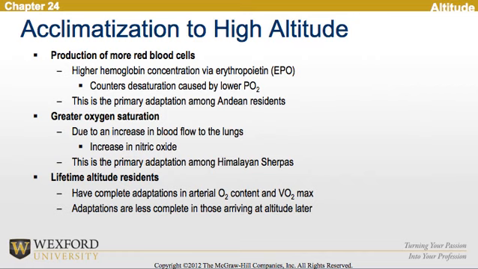We also see a greater oxygen saturation. This is due to an increase in blood flow to the lungs, which is increased by nitric oxide. This is the primary adaptation among the Himalayan Sherpas. Also, we see lifetime altitude residents that have a complete adaptation of arterial O2 content and VO2 max. These adaptations are less complete in those living at altitudes later in life.